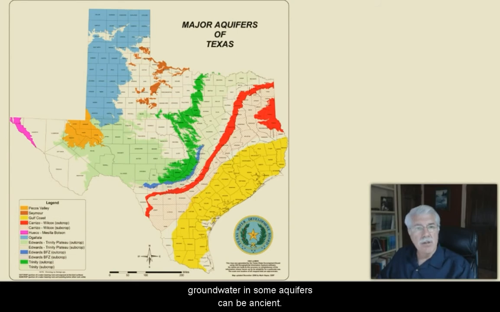This is the largest aquifer in the entire United States. The Ogallala stretches from South Dakota southward into Texas and underlies much of the Texas High Plains region. This aquifer's thickness averages 95 feet, although it can be over 800 feet thick in some places. The groundwater in some aquifers can be ancient. The Ogallala Aquifer was formed about 2 to 6 million years ago.